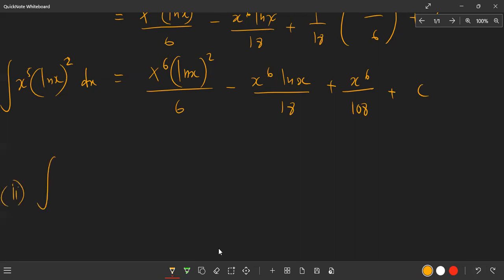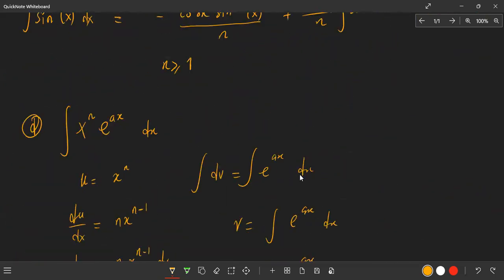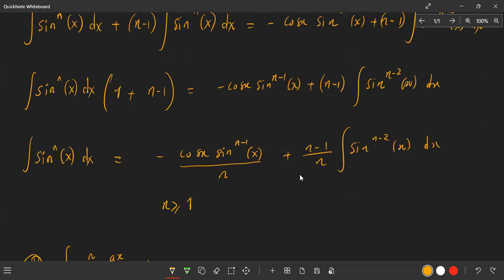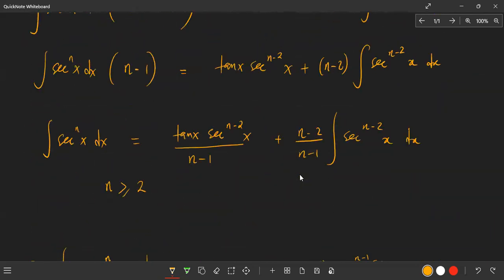So let's say we want to integrate sec to the power 4 x dx. We're going to use the reduction formula for sec, so you just have to know the reduction formula for sec. What was it? Okay, here. This is the reduction formula for sec, and the values of n you take should be greater than or equal to 2.